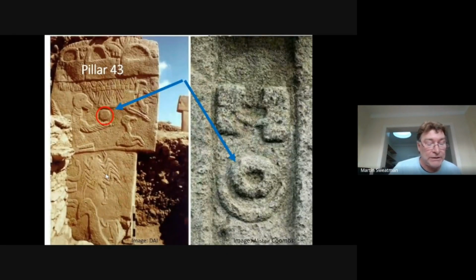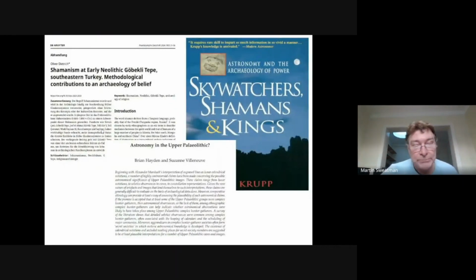Okay, so now let's go back to pillar 43. So clearly, this disk on pillar 43 could have the same meaning as this disk on pillar 18, although the one on pillar 18 seems to have a hole in it, which presumably has some additional meaning. So it's reasonable to propose that this disk on pillar 43 might also symbolize the sun, and therefore it's possible that these animal symbols might be constellation symbols.